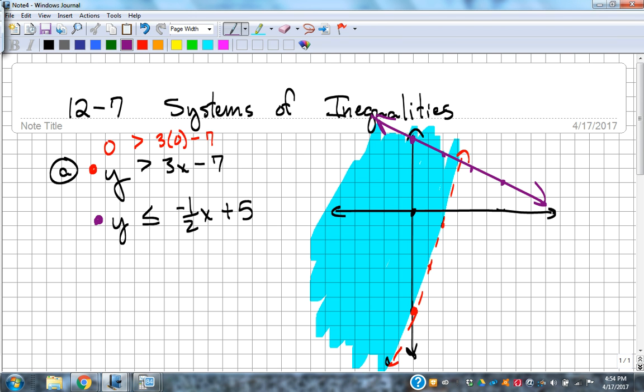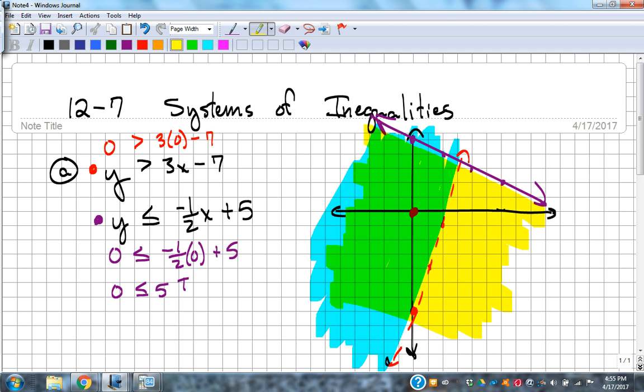And then shading, I can check 0, 0 on this one because I'm checking it in respect to the purple line. It doesn't matter what it's done before. So is 0 less than or equal to negative 1/2 times 0 plus 5? Is 0 less than or equal to 5? Yeah, that's true. So I'm going to shade below that. I'm going to shade the underside of that line. And then the overlap is where the answer is at.